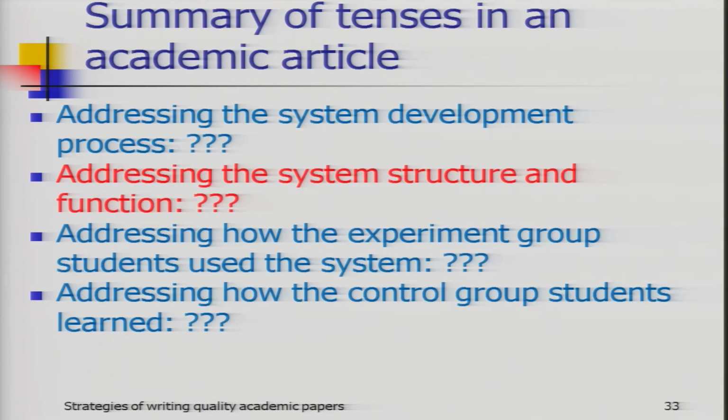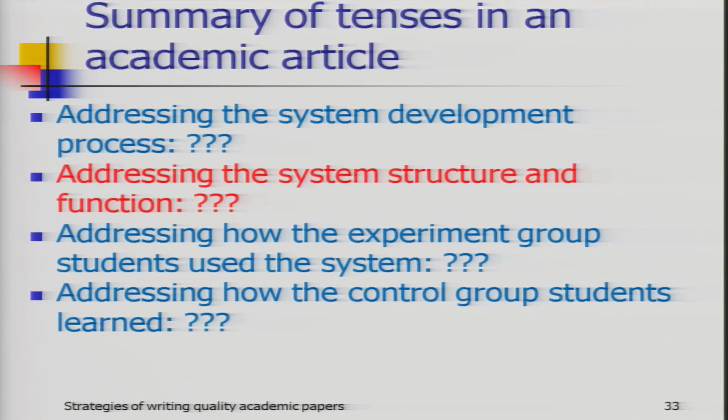So let me check if you understand. You want to address the system development process. What should be the tense you use? You use what kind of software to develop, and so on. If you want to say, "I used Java to develop a system," which tense should that be in? You need to use past tense because that already happened.